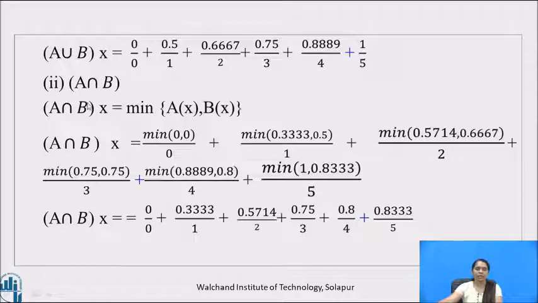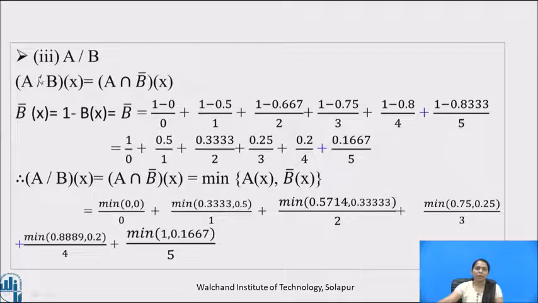Now the second one. A intersection B at x is equal to the minimum of A of x comma B of x. So in the same line we will calculate the minimum of gradations from both the sets with the respective elements. For 0 it is minimum of 0 comma 0. Like that we have to proceed for each element, and hence we get the set A intersection B at x is equal to 0 by 0 plus 0.3333 by 1 plus 0.5714 by 2 plus 0.75 by 3 plus 0.8 by 4 plus 0.8333 by 5.